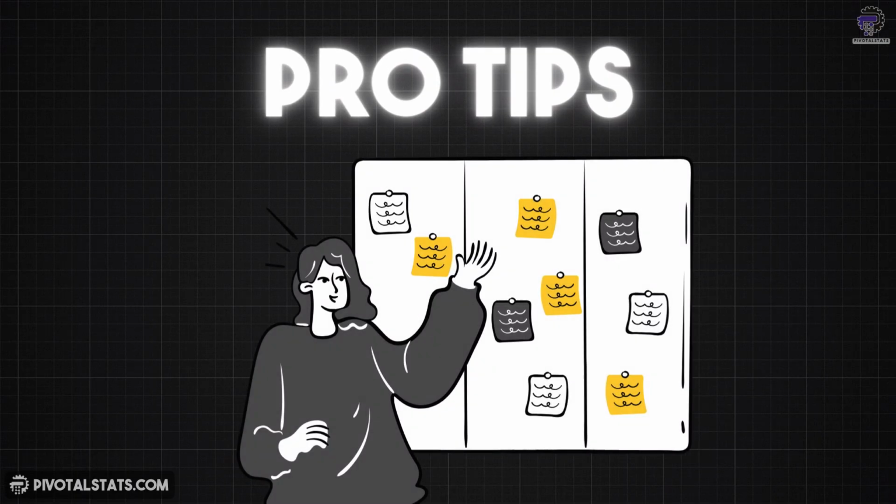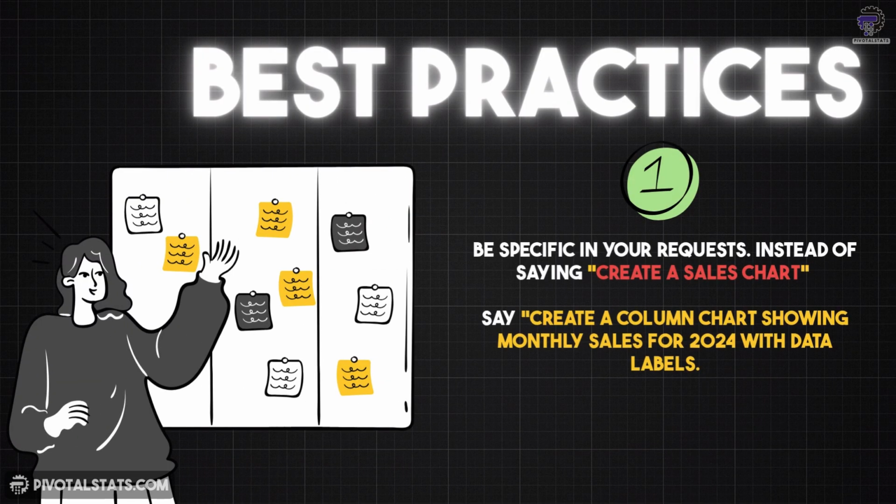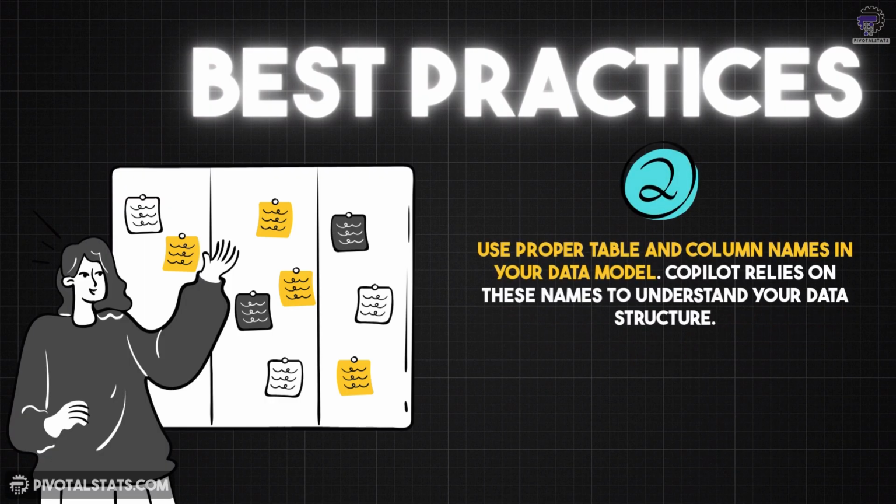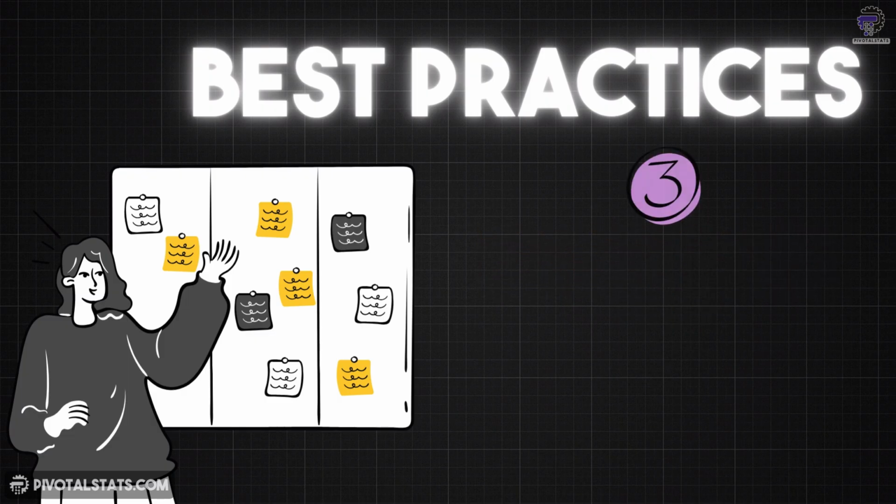Alright, before we wrap up, let me share some important tips and limitations you need to know about. Tips for getting better results. First, be specific in your request. Instead of saying create a sales chart, say create a column chart showing monthly sales for 2024 with data labels. Second, use proper table and column names in your data model. Copilot relies on these names to understand your data structure.